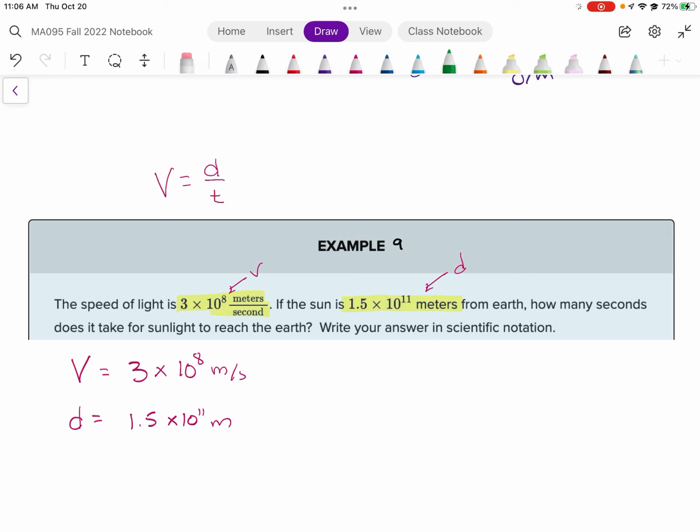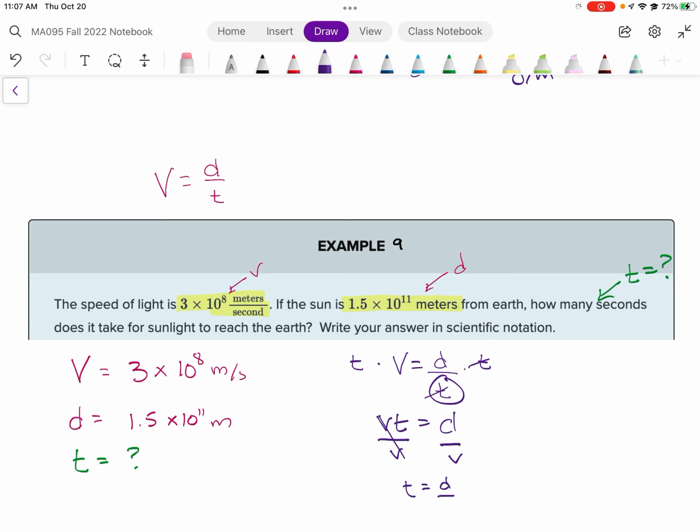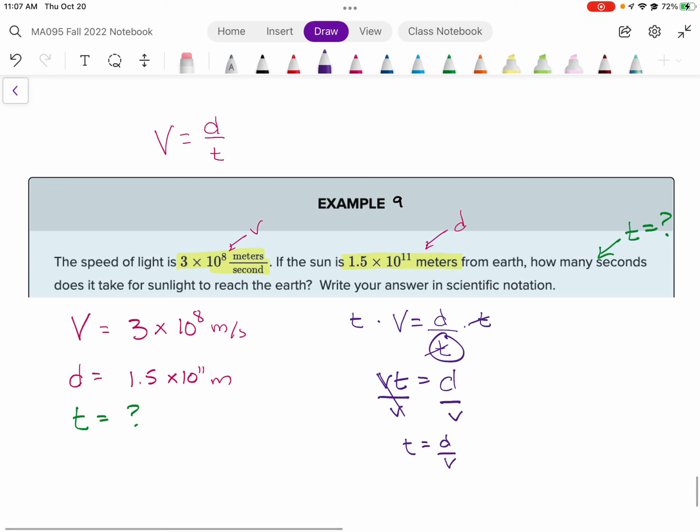So, all right, how many seconds? What is that? Well, that's t. That means t is what we're looking for. So I'm going to come down here and say t equals question mark. All right, so our original equation was v equals d over t. So we need to solve for t. We need to know what t is. So I'm going to multiply both sides by t, and I get vt equals d. Now I need to divide by v, and I get t equals d over v. Okay, so now we can solve.